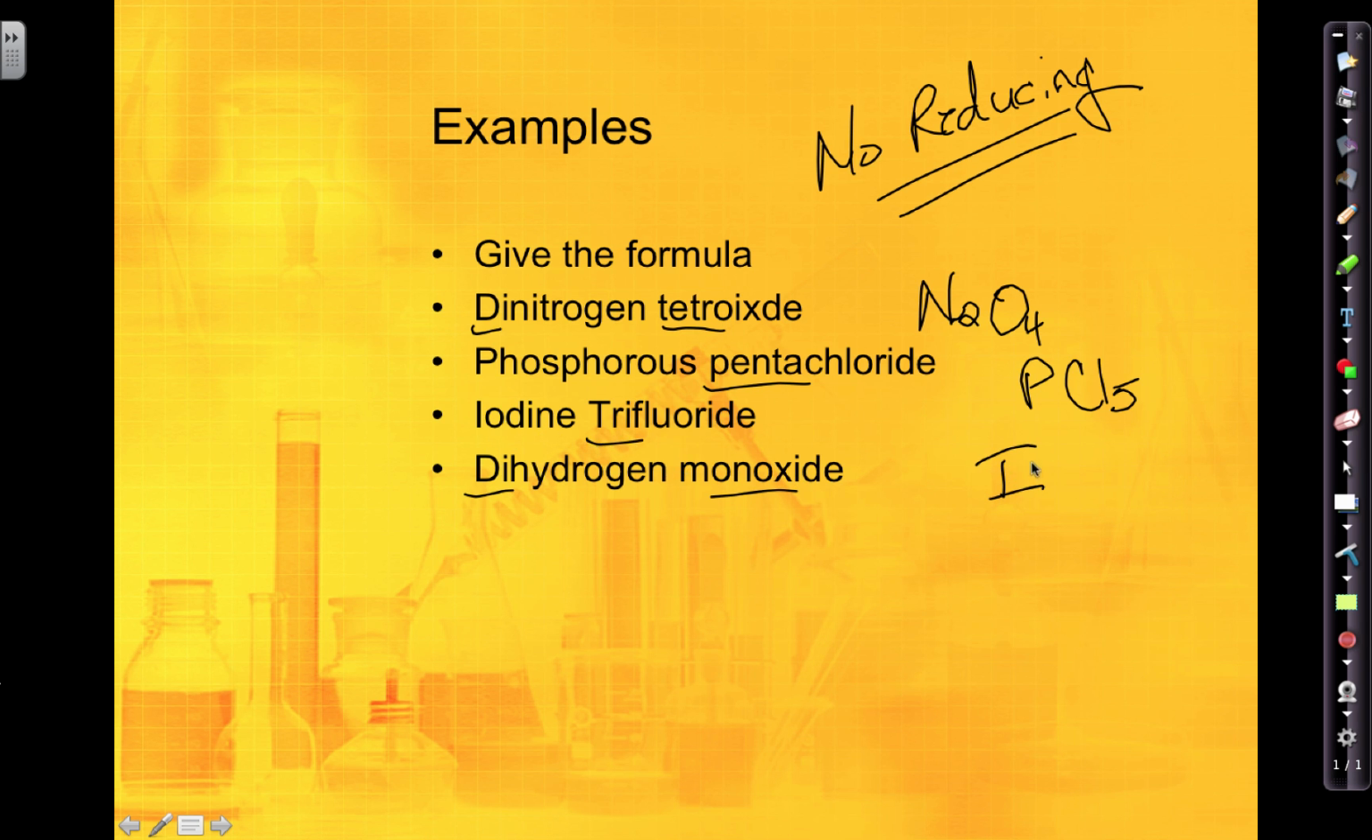Iodine would just be 1. And then fluoride, I would have 3. So IF3. That's it. And then dihydrogen, well, hydrogen has 2. And then mono-oxide, so 1 oxygen, which is just another way to say water.